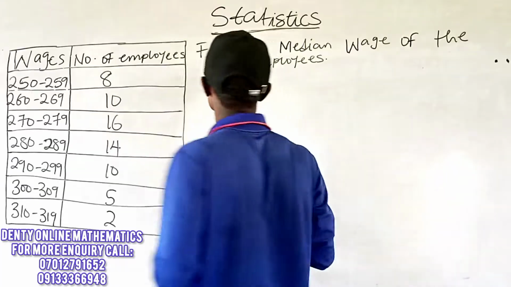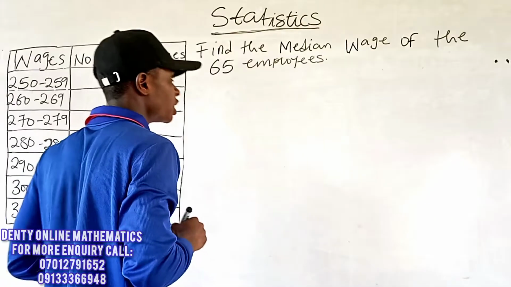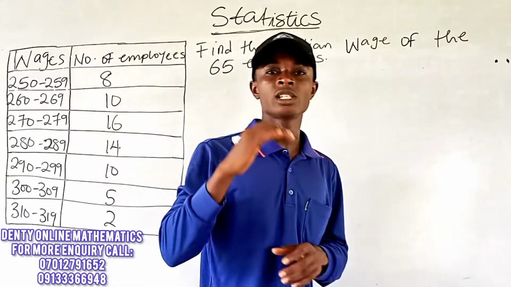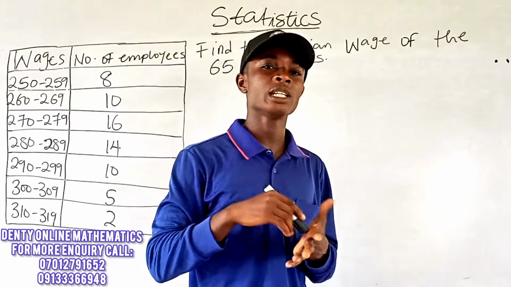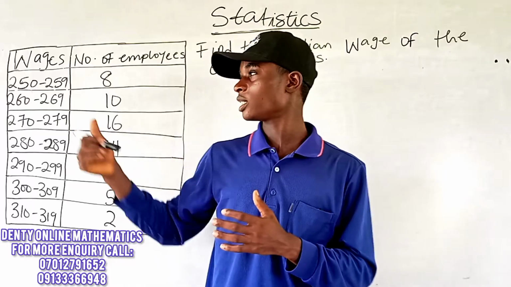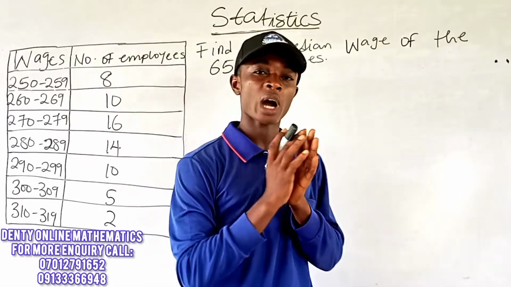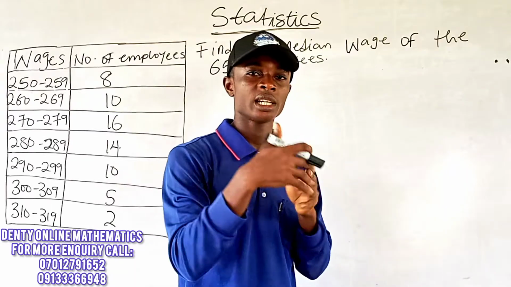Now the question says we should find the median wage of the 65 employees. We should find the median wage of the 65 employees. So since we have a group table, it means we are going to apply the grouped formula for median. You get? It's as simple as that. Since the table is grouped data, we are going to apply the grouped formula for median. You get? Now let's proceed.